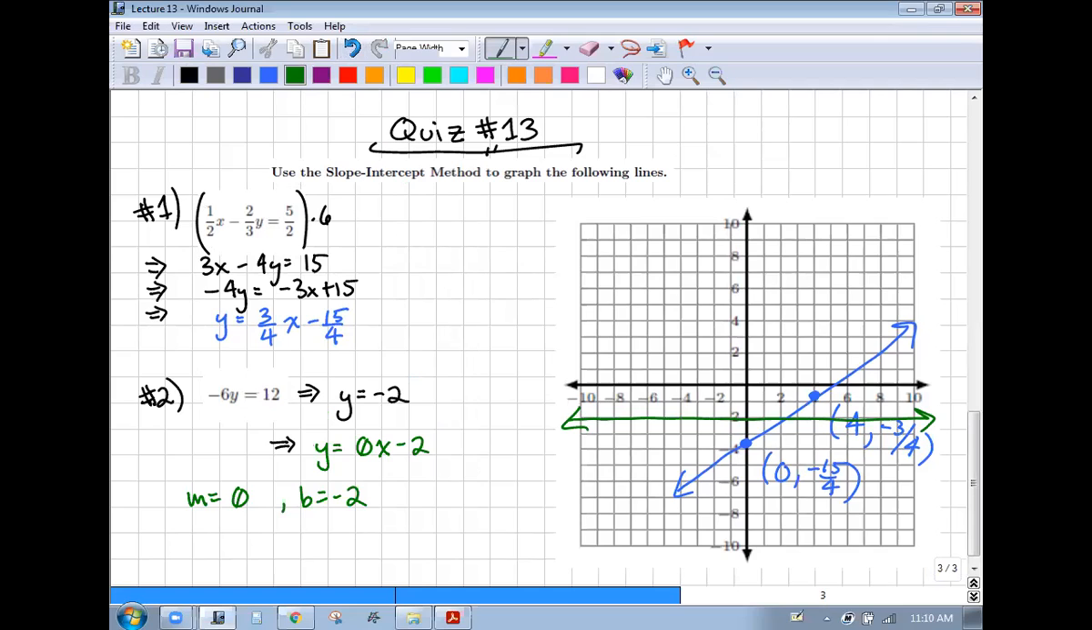All right, notice the slope is 0. It's not going up, it's not going down. All right, b equals -2. Boom, that's that point right there. That's 0, -2. So this one you can follow the same method as you would any other where the m is not 0. It's just the slope here happens to be 0. So this is the line where all y values are -2.